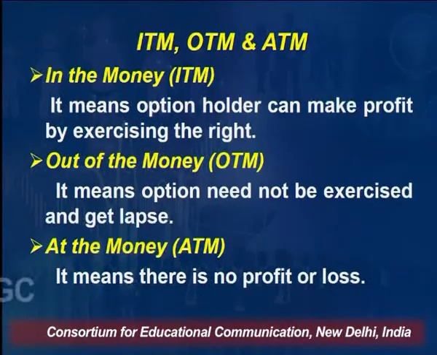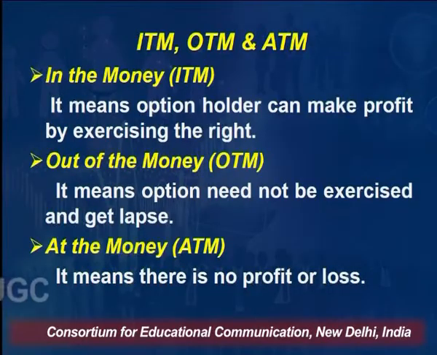It means the option holder can make a profit by exercising the right. That situation is called in the money. Out of the money is when there is a loss, which means the option need not be exercised and gets lapsed. I am talking from the point of view of the option holder, the buyer, not from the seller's point of view. Because the buyer gets the contract exercised only when it is beneficial.